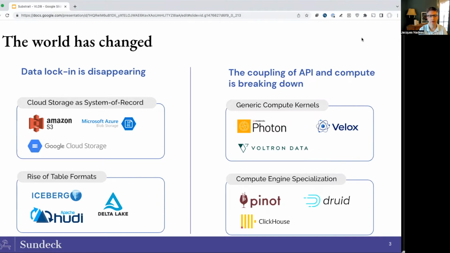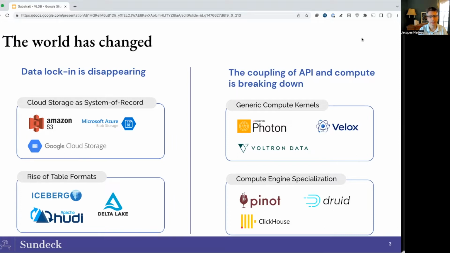And I think that there are two different undercurrents that are driving this change. The first is that we really have shifted towards cloud storage as the system of record. So dropping something in an S3 bucket or Azure Blob Storage has become the standard way to store data. The second thing is that we've really seen a substantial rise in table formats. Projects like Apache Iceberg, Apache Hudi, and Delta Lake all basically drive towards treating cloud storage as not only a system of record for objects, but also a system of record for tables with updates, deletes, and whatnot. And so that's really changing the perspective people have on data lock-in.